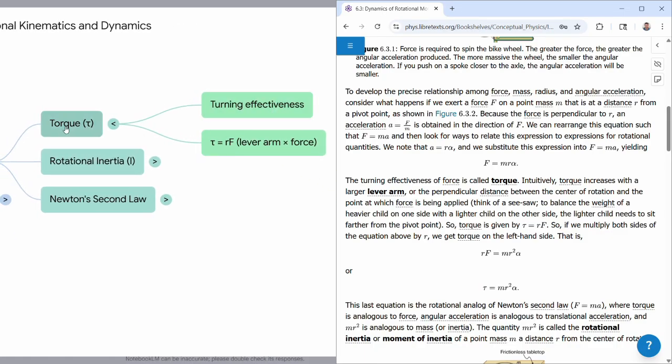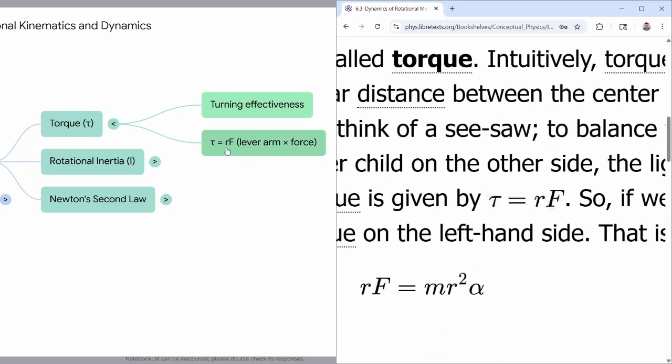So torque, like a force, it causes motion in some sense. So force causes acceleration to happen. So torque causes angular acceleration to happen. It can be a measure of turning effectiveness. And torque, indicated by this Greek letter tau, lowercase tau, is related to force this way. The torque is given by the lever arm, letter r here, lever arm times the force.